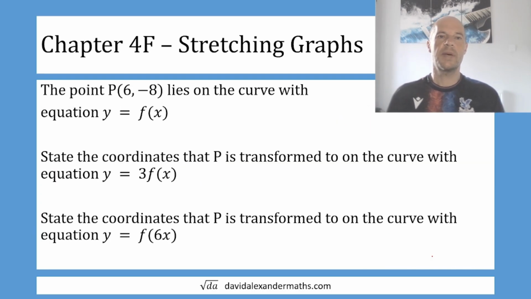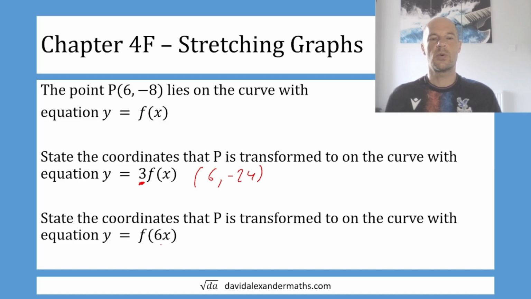Okay, the point P, (6, -8) lies on the curve with equation y equals f of x. State the coordinates that P is transformed to on the curve with equation y equals 3f of x. So here the transformation is outside of the brackets. It's going to affect the y values, so we're just going to triple the y values. So that's going to be 6 and 3 lots of -8, -24.